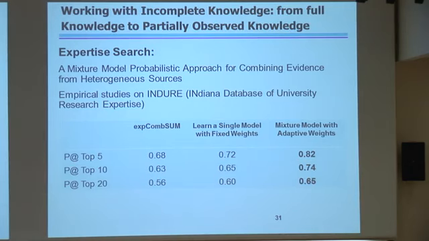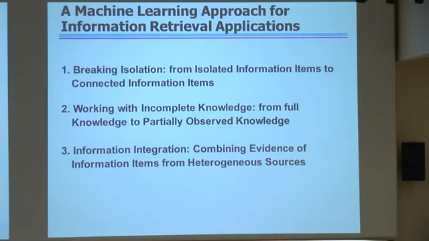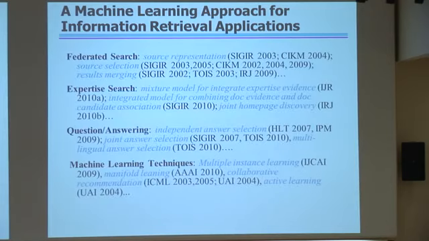The new approach is better. So that's all. We do not have much time, so I only talked about a few issues that emerged from real-world IR applications, like how to model information items jointly, how to work with incomplete knowledge, and how to do information integration from heterogeneous information sources. This also shows a few references for some of the work I mentioned.